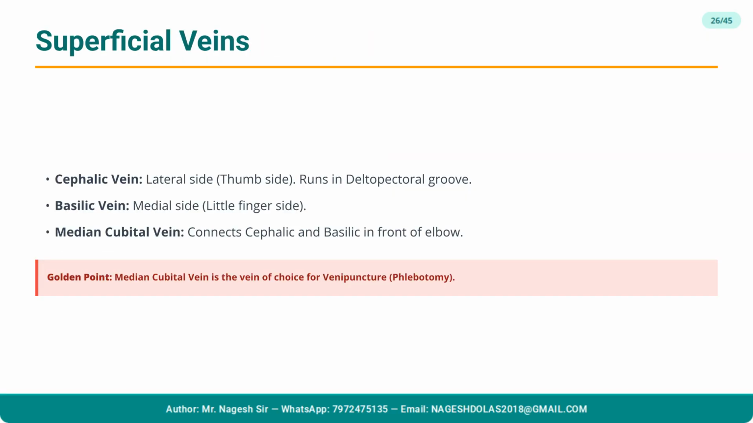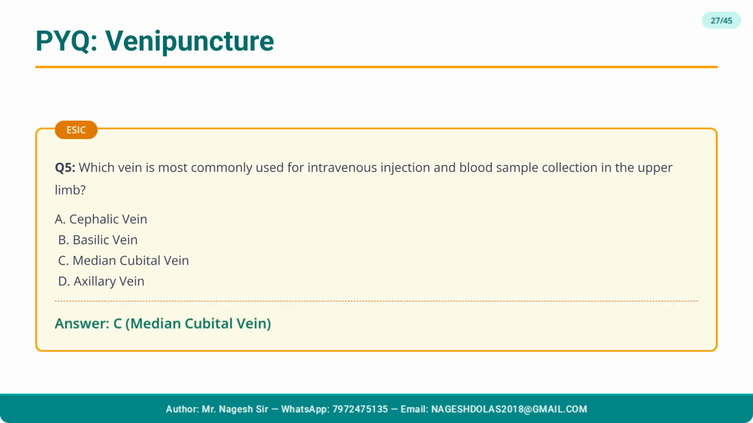The superficial veins include the cephalic, basilic, and median cubital veins. The median cubital vein, connecting the other two in front of the elbow, is the vein of choice for venipuncture. Question 5. Which vein is most commonly used for intravenous injection and blood collection? The answer is C, the median cubital vein.